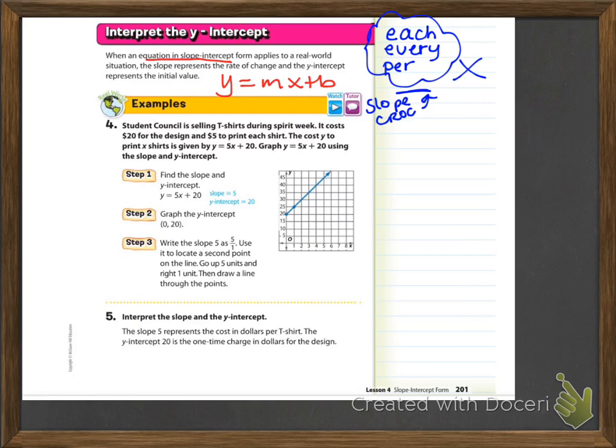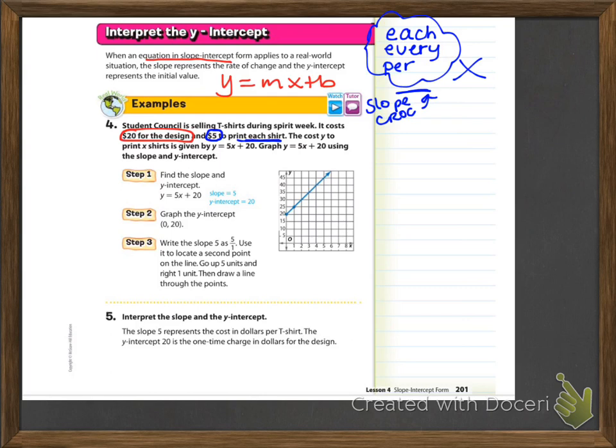So student council is selling t-shirts during Spirit Week. It costs $20 for the design, so circle that. We don't know exactly what it means yet until we move on to the next part. And $5 to print each shirt. I need you to hear the each shirt. That's important. This is probably the most important skill with y equals mx plus b, being able to accurately pick out which one goes in for the slope and which one goes in for the fixed cost. So let's think about that.